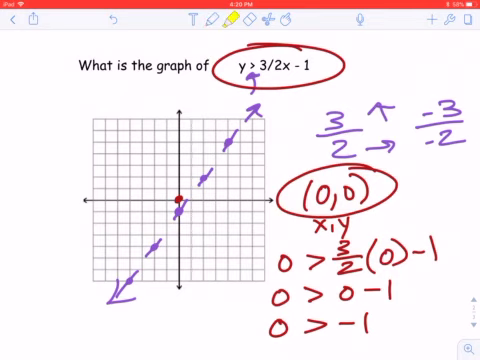Since that is a solution, I'm going to shade that part of my graph. So that means that any point that is in this red shaded area would also be a solution. I could pick any point in that red shaded area and plug it into that inequality and I'd have a true inequality.